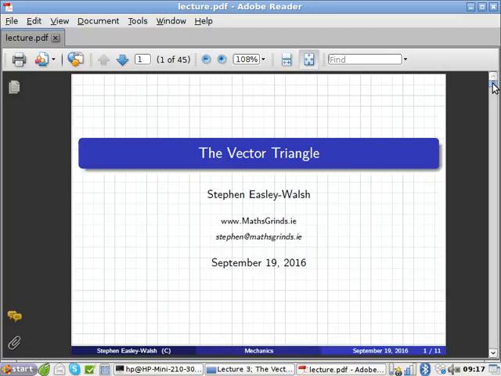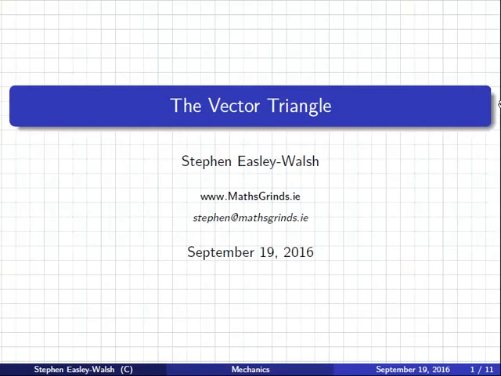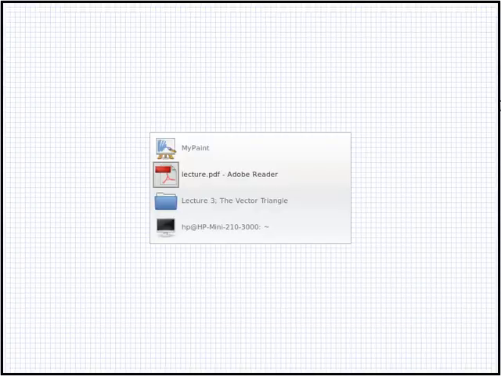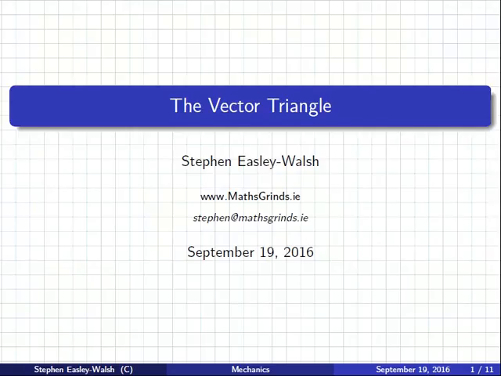Okay, if you can write this down. So we're looking at now the vector triangle. This might be something you've heard before. The vector triangle is something you've heard before. Yeah. So let's have a look.